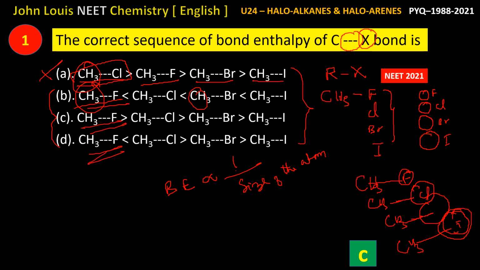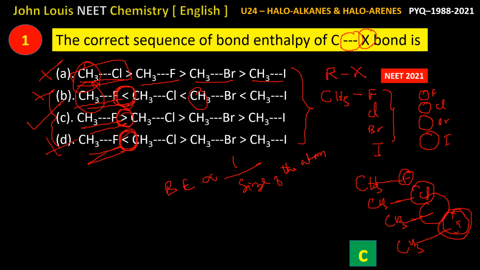But what we had seen, CH3F is the strongest, because fluorine size is the smallest and bond enthalpy is inversely proportional to the size. Therefore CH3F bond enthalpy will be the greatest. Therefore which is having that greater than symbol. So if you take B, after CH3F the symbol is smaller than, therefore it cannot be. And if you take option C, after CH3F the symbol is greater than, so this may be correct. And option D, again CH3F, but it is followed by smaller than, so this also cannot be correct.